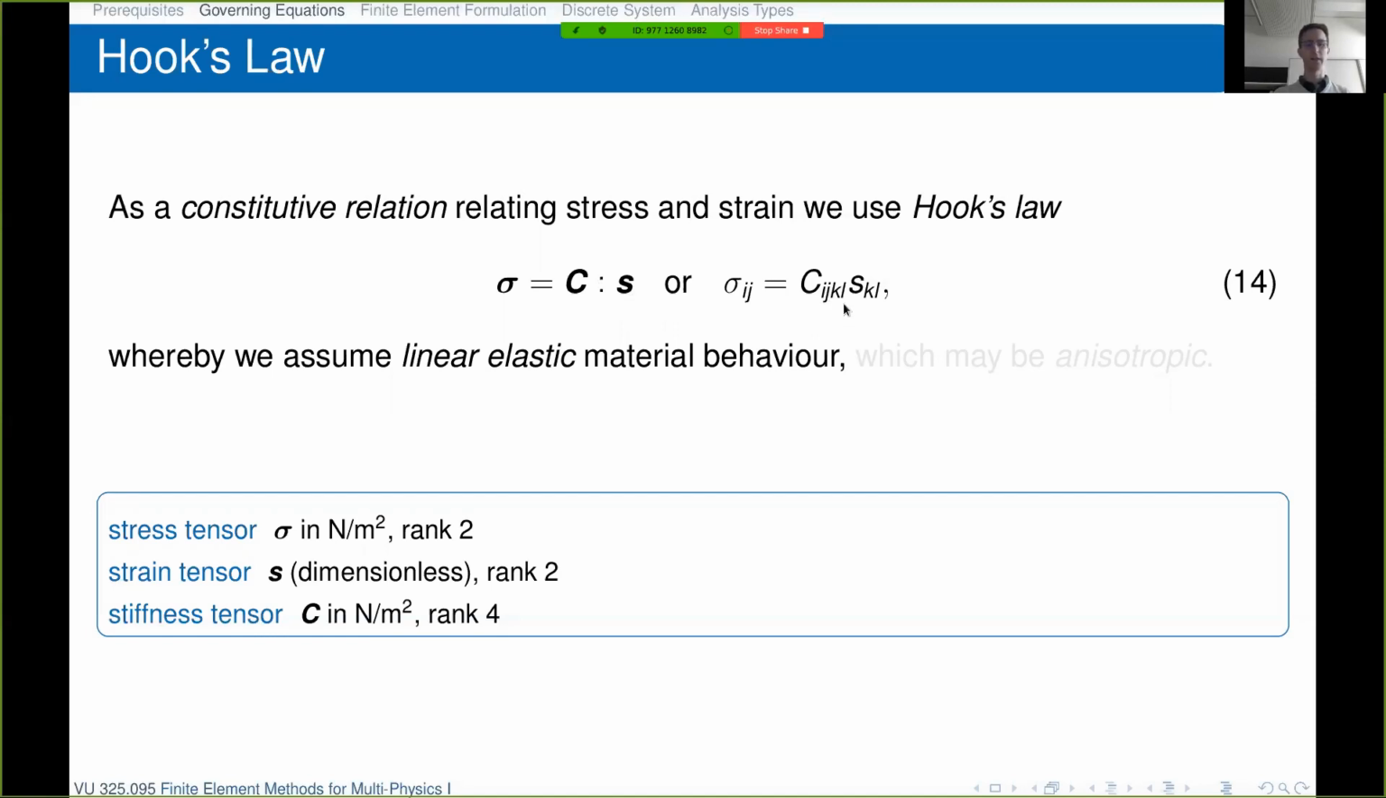So this also tells us that our stiffness tensor is a rank 4 tensor, since it has to relate linearly a rank 2 tensor with another rank 2 tensor. And of course, we have written this in the most general possible formulation with a general stiffness tensor, which may be anisotropic, but still we consider linear elastic materials only. And depending on how the stiffness tensor looks, of course, we can also use this to model isotropic materials, for example.